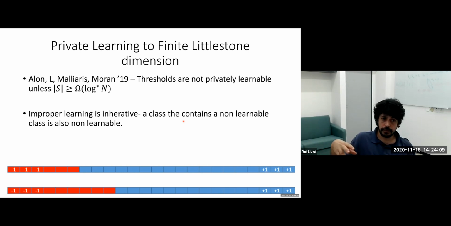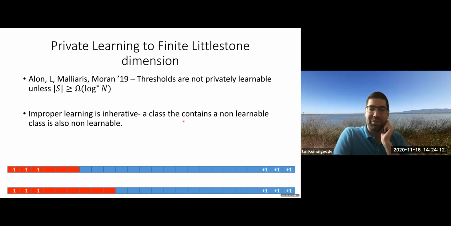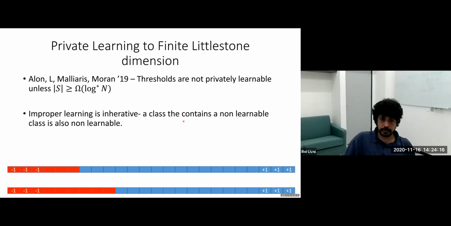Okay? So there is a question from the audience asking to briefly say what's the difference between proper and improper. Yeah, so like I said, proper learning means that you need to output a hypothesis from your class. In the case of thresholds, it means that the predictor needs to be a threshold function. And improper, you're allowed to output any predictor you want. So what we show is, even if I allow you to output any predictor you want, the class of thresholds remains non-learnable.